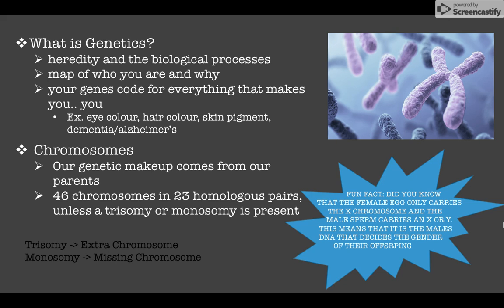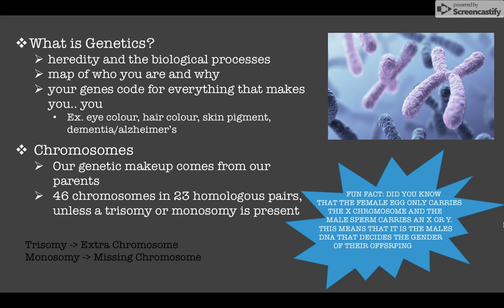A normal person's DNA consists of 23 homologous pairs, which also codes for 46 chromosomes. The 23rd pair is your XY chromosome, which decides your gender. Did you know that the female egg only carries the X chromosome and it is the male sperm that carries an X or a Y? Therefore, if the sperm donates an X chromosome, you're going to be a girl, and if the sperm donates a Y chromosome, you would be a boy.